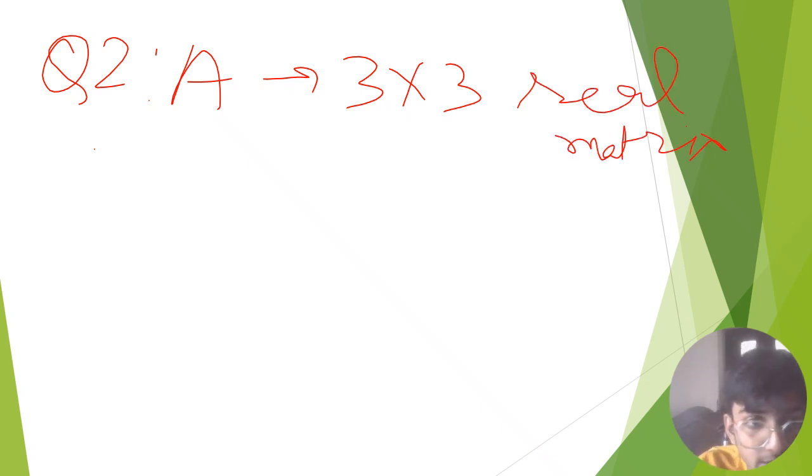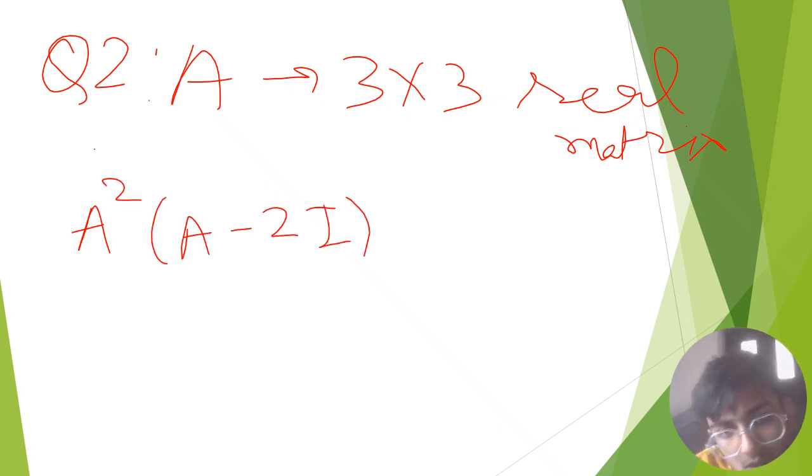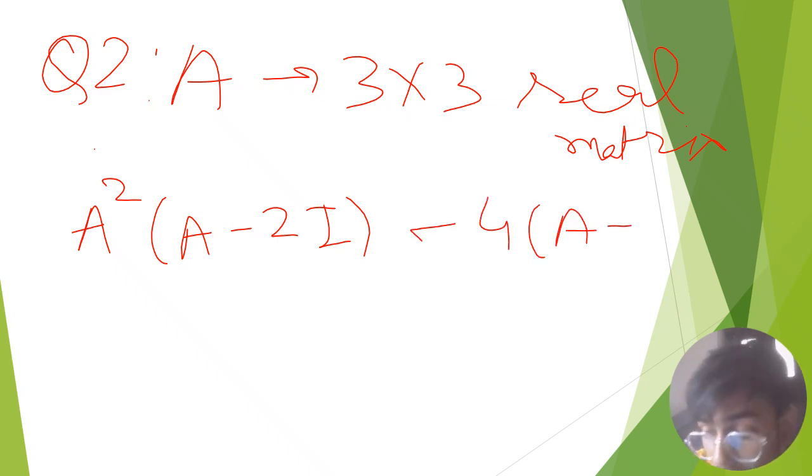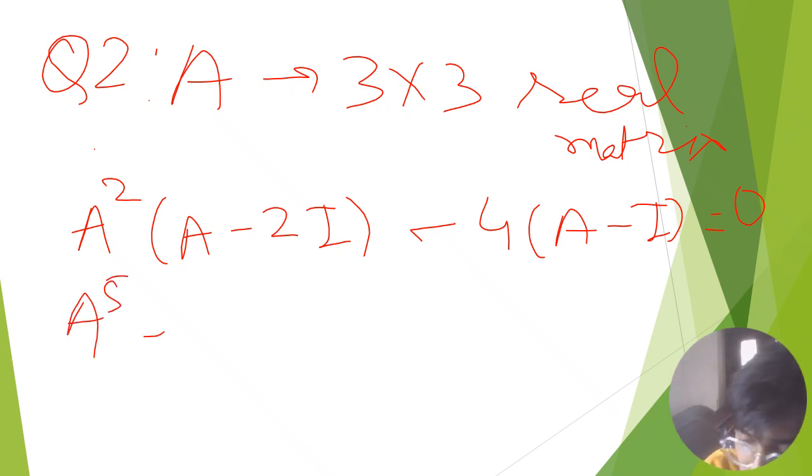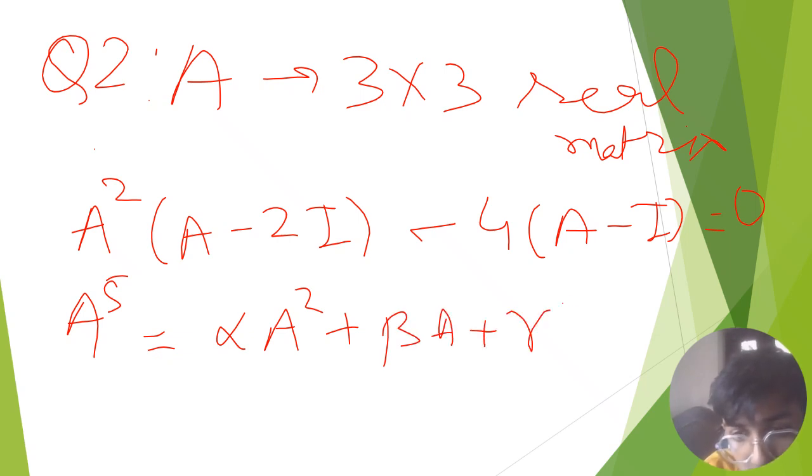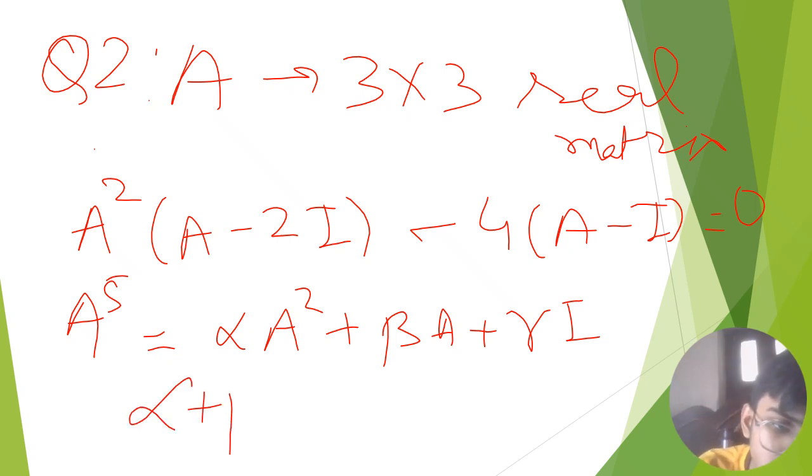In such a way that a square into this, just see what I'm writing, I will not pronounce it, otherwise it will mean something different. So just see this: minus 4 into a minus I. This is a null matrix. O represents the null matrix, I represents the identity matrix. Now we are given that a power 5 is expressed as alpha a square plus beta a plus gamma I. Now we have to find alpha plus beta plus gamma.